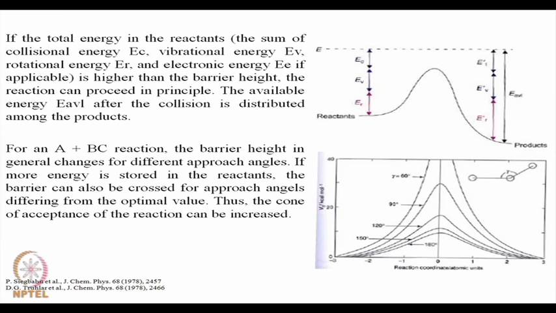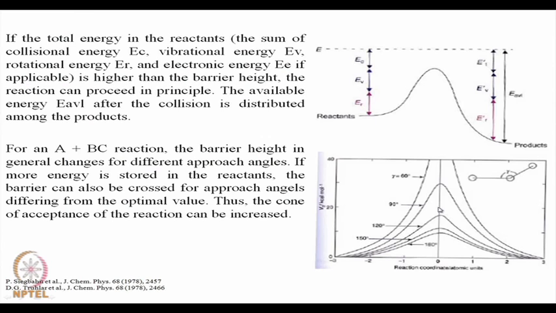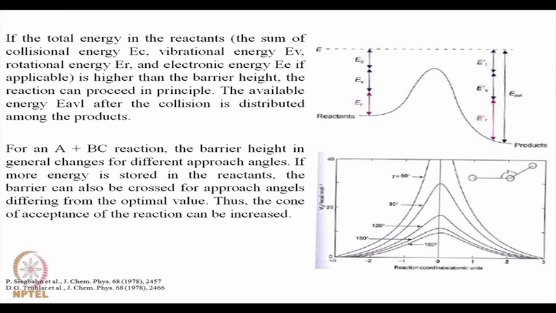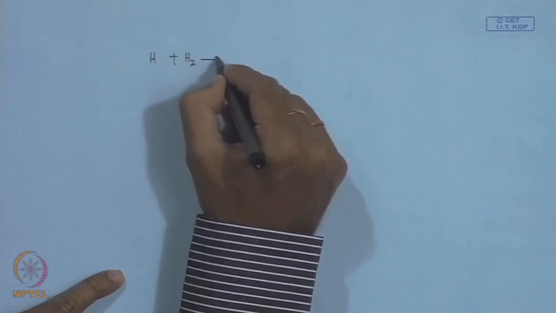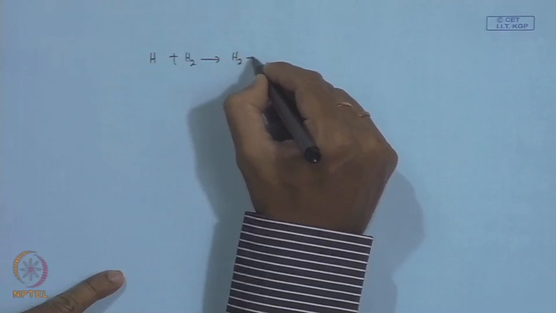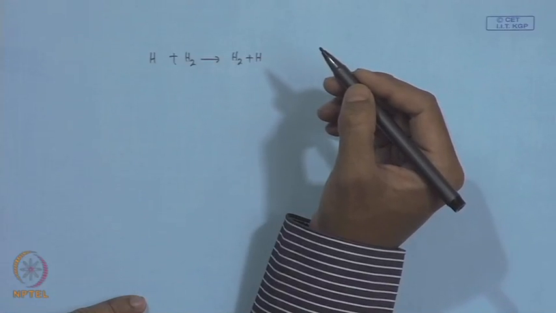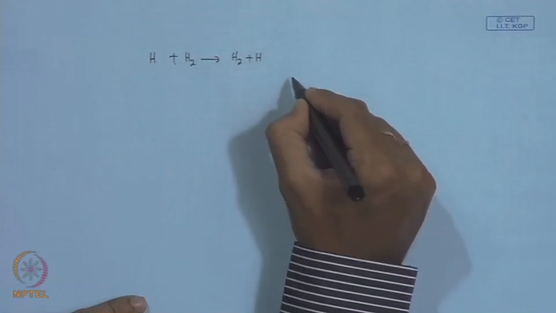This is the potential energy profile. Whatever I have shown over here is the potential energy profile along the reaction coordinate for this reaction. This example is given for the reaction H plus H2. It's the potential energy curve of H plus H2 giving rise to H2 plus H, along the reaction coordinate for different values of this approach angle.